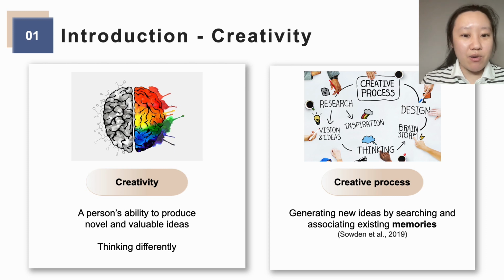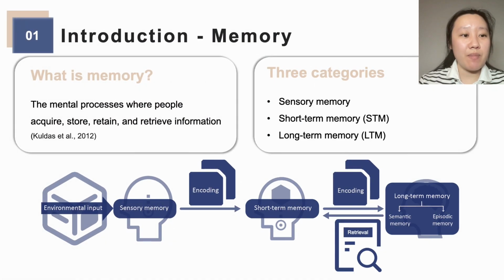So it seems like memory is important in the creative process, but what is memory? Memory is the mental process where people acquire, store, retain, and retrieve information. Normally, it can be divided into 3 categories, including sensory memory, short-term memory, and long-term memory. We get information from the environment. We use our eyes, ears, mouth, and nose to get information. The information we collect from these senses, we call sensory memory.